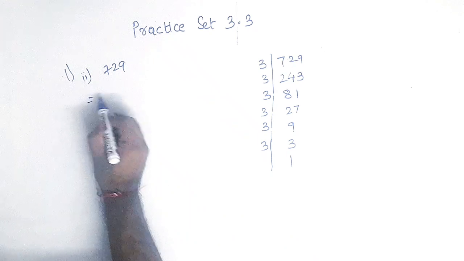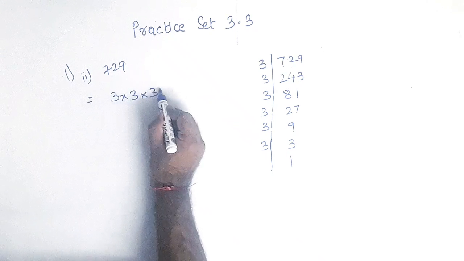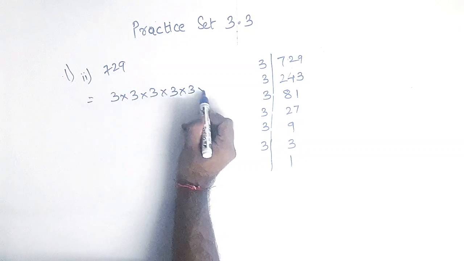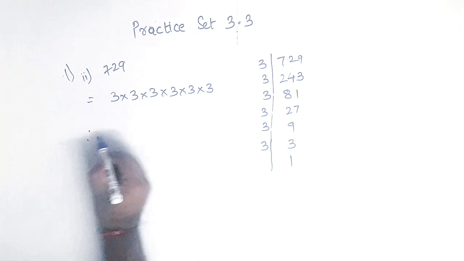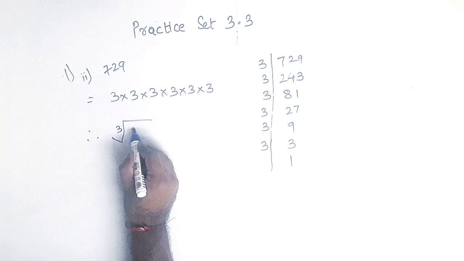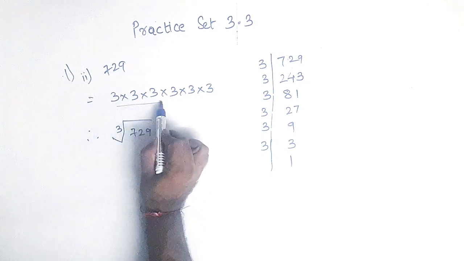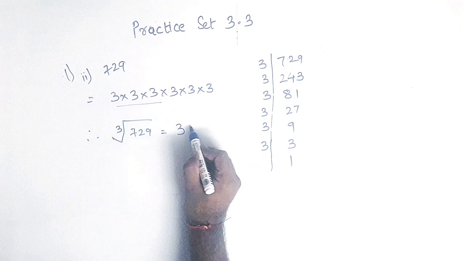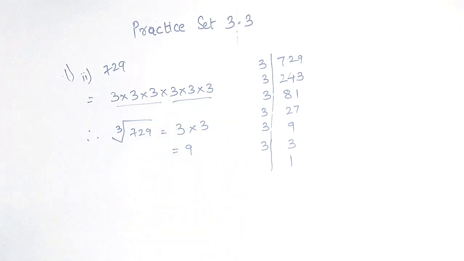So for 729, how many 3's are you getting? 1, 2, 3, 4, 5 and 6 threes. Therefore, cube root of 729 equals, these three 3's will make up one 3, again three 3's will make up one 3. So 3 into 3 is 9. Cube root of 729 is equal to 9.